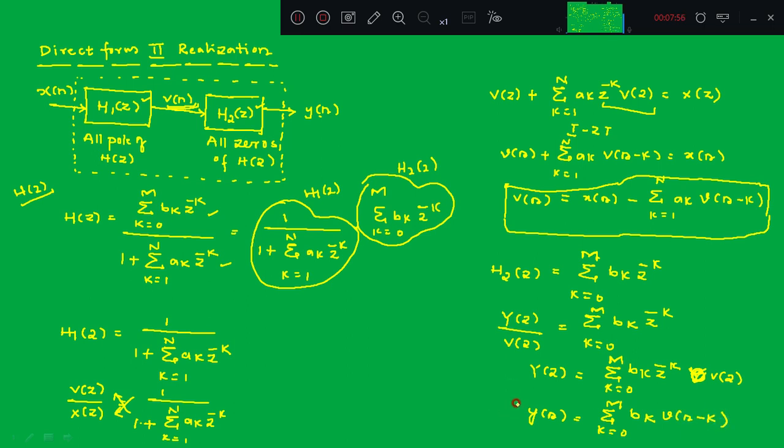So now we got another relation between y of n and P of n. These two equations are very important in order to get the direct form 2 realization of the IIR filter. So I will rewrite both these equations in the next slide, so that in a single slide, with the help of these equations, we can realize the direct form 2.